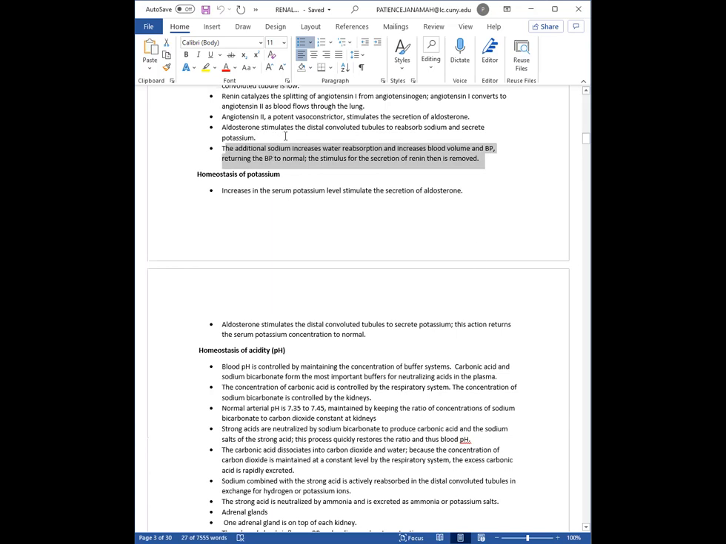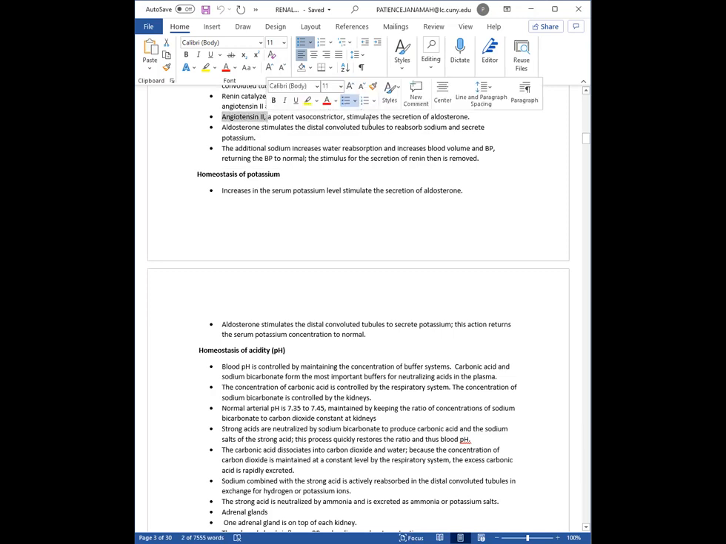For the sake of this class, just understand that renin serves as a catalyst and it helps to split angiotensinogen to angiotensin 1. And then from angiotensin 1, it goes to angiotensin 2, which is a potent vasoconstrictor and it stimulates the secretion of aldosterone. Aldosterone is a hormone. So aldosterone will stimulate the distal convoluted tubules to reabsorb sodium. So this has to do with how the kidneys absorb sodium.